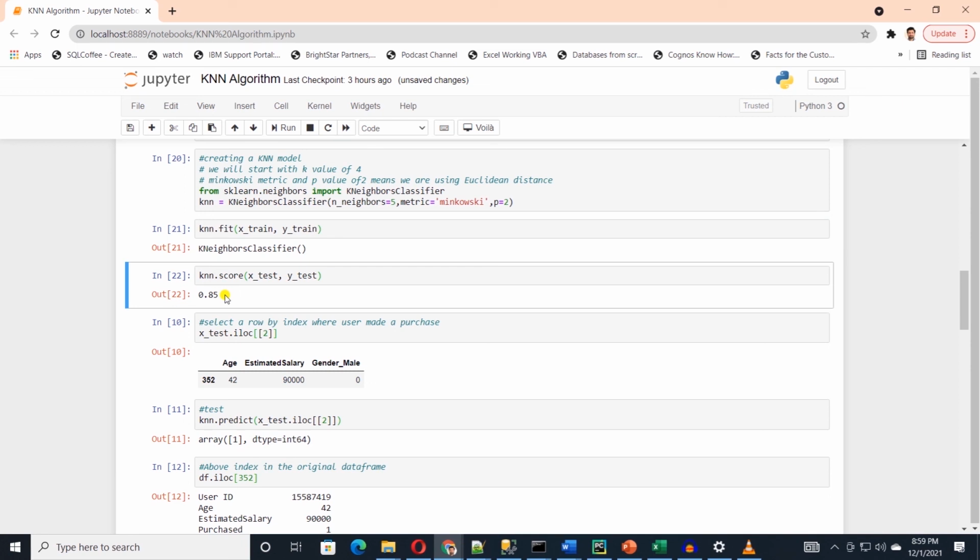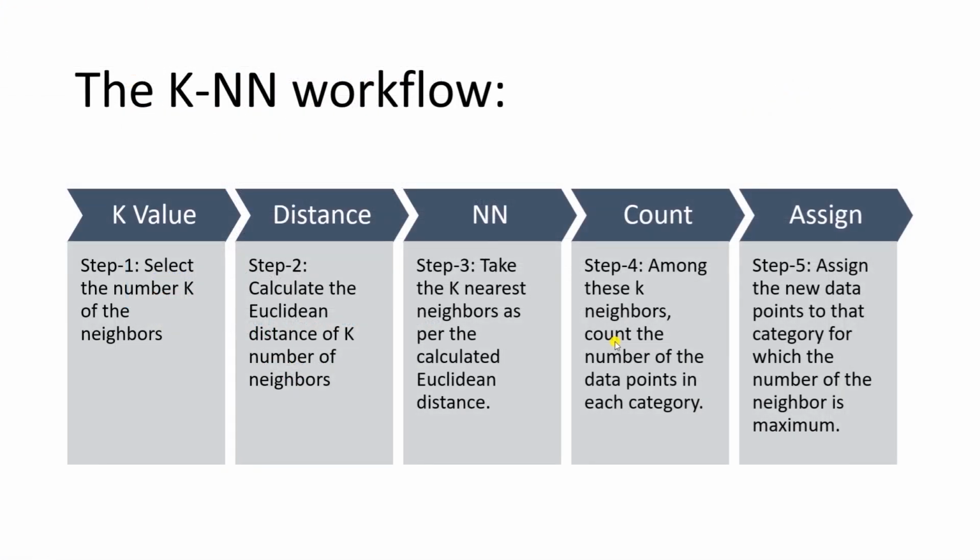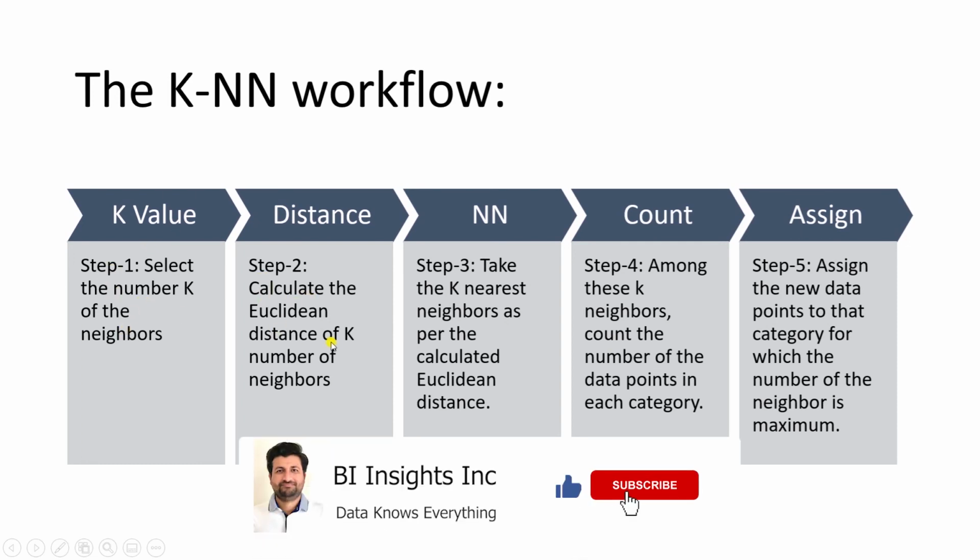In order to improve this model further, we can scale the features and run through the cycle again to see if there is any further improvement in the score. But I'll stop here, and in the next session, we will create a recommender system using KNN.